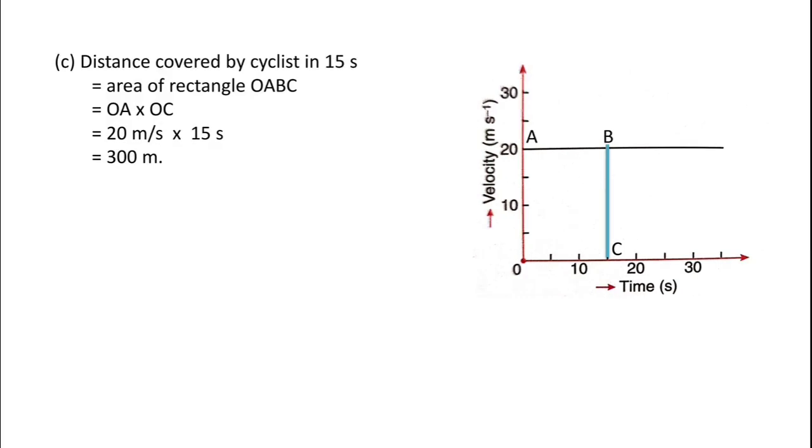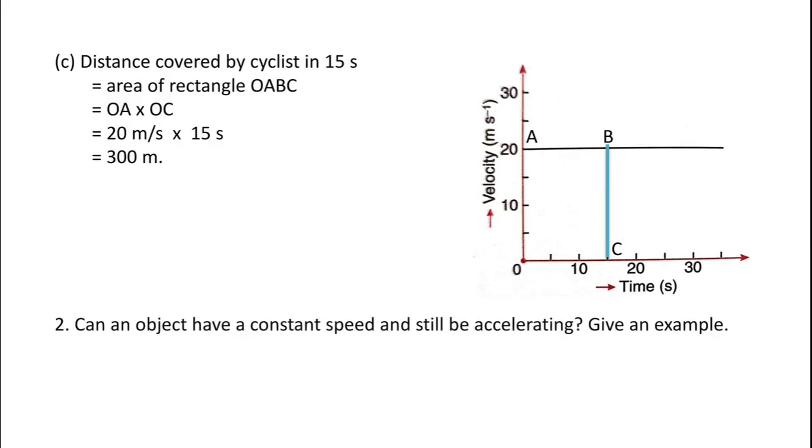Now what was our next question? Our next question was: can an object have a constant speed and still be accelerating? Give an example. Now students, you know that acceleration is the rate of change of velocity, and velocity is a vector quantity, meaning thereby it has both magnitude, which we call speed, and also direction. So velocity can be changed if the speed is changing, or if the direction is changing, or both speed as well as direction are changing.